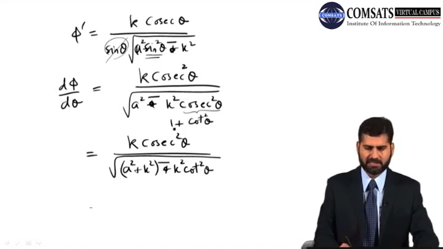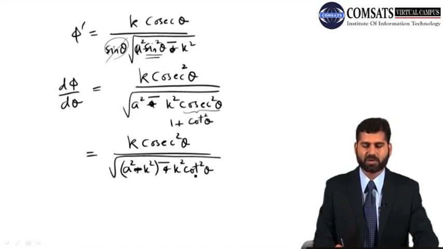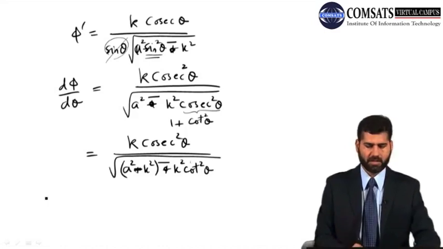So with the minus sign, you will get a square minus k square times minus k square cot square theta. Now cot square theta, the derivative of cotangent theta is cosecant square theta, so I can replace this k cot theta by some substitution. So now we need to integrate this equation.